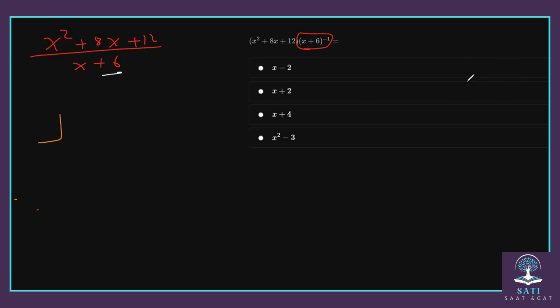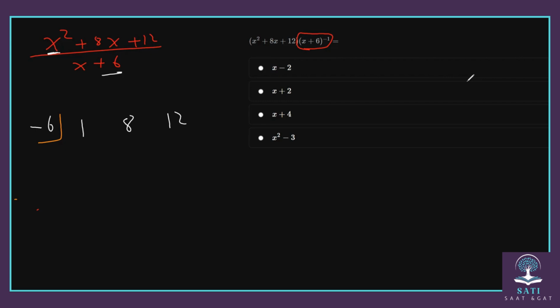Okay, first, this is synthetic. We put the number that is with the x, but in a different sign. This is positive 6, so you write here negative 6. Then you write the coefficients. The coefficient of x squared is 1, the coefficient of x is 8, and the last coefficient is 12, which I write as it is.